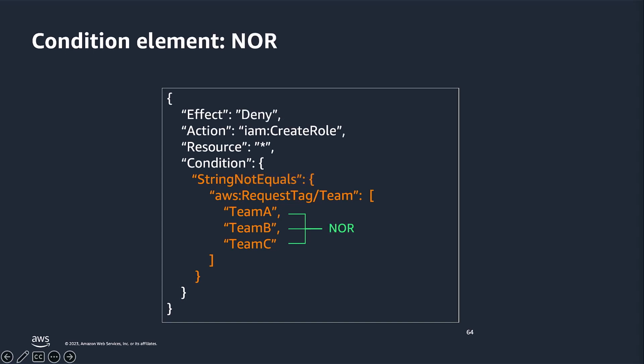Values for a condition key that include a not comparison are NORed. The policy denies the creation of an IAM role if the tag in the request with key team does not have a value of team A, nor team B, nor team C. So this is your way to write an exception list with a deny statement.